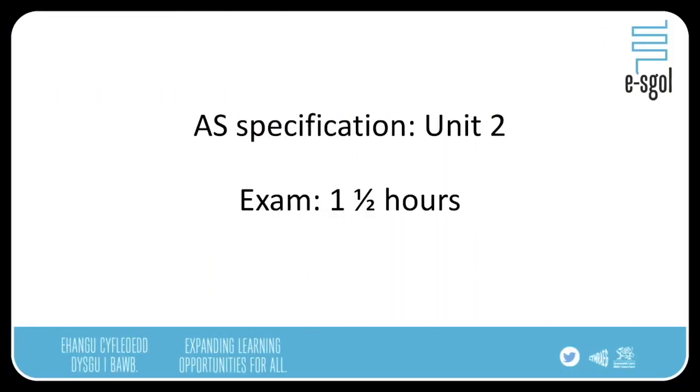This revision session looks at biodiversity. Biodiversity is part of the AS specification, Unit 2. The exam is 1.5 hours long, with a mixture of short and long questions, as well as an extended response question. Examples of questions will be included in this film as we go through the topic, and at the end of the film.